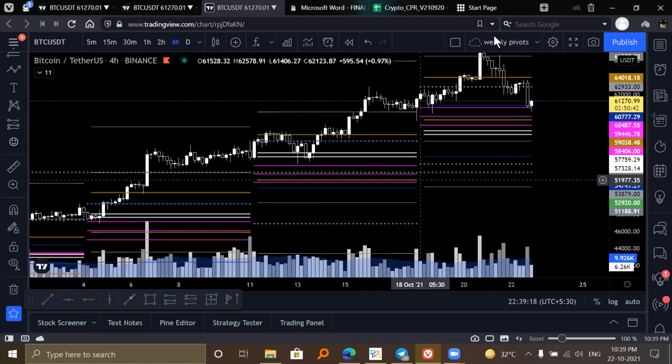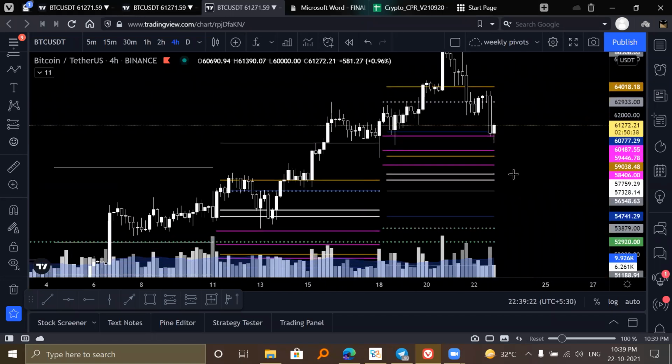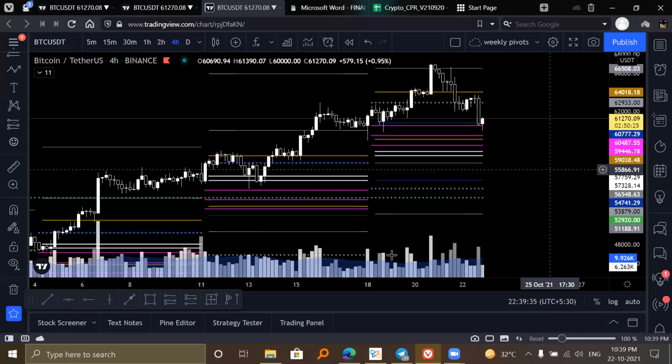You can see that this is the weekly pivots, and I'm using the money zones also. You can see that these white lines are the money zones, and these white lines are known as the POC, that is point of control, and these blue lines are known as VAH, value area high, and value area low. Along with this, I also... excuse me.